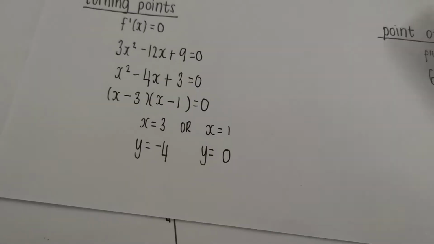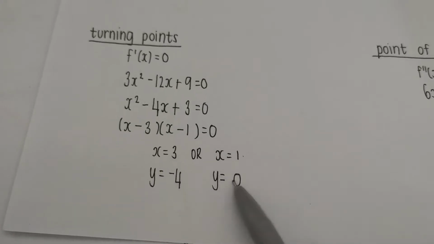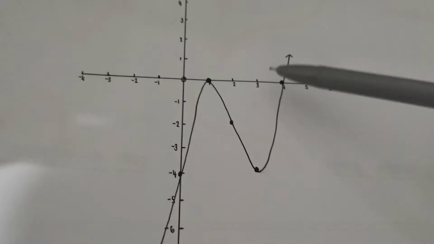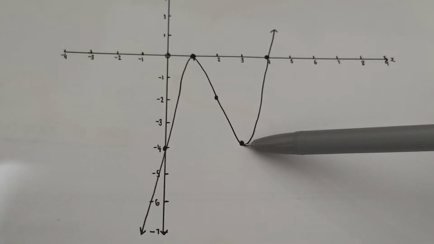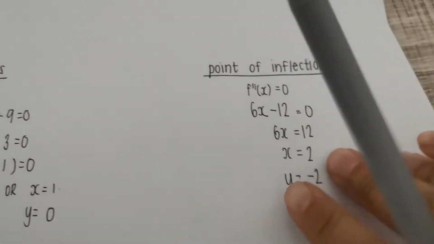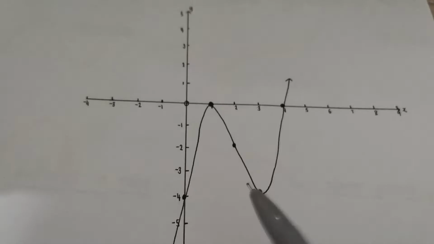Our turning points were at (3, -4) and (1, 0). So there it is. At (1, 0) it must turn, and at (3, -4) it must turn. Okay, and then my point of inflection is at (2, -2). There we go, (2, -2).